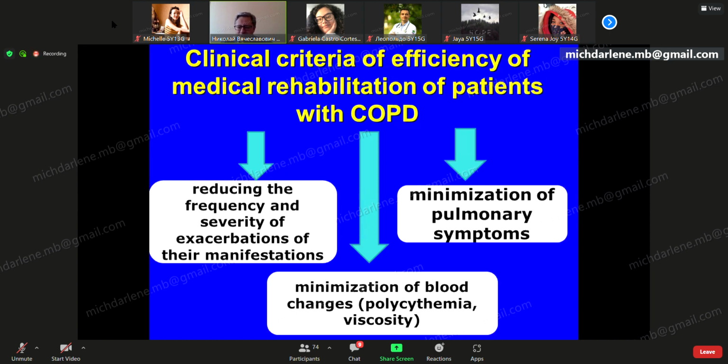As for minimization of pulmonary symptoms, it's also understandable. It's minimization of any respiratory disorders, especially cough with sputum, and dyspnea. And also minimization of blood changes, which are usually associated with COPD, such as polycythemia as compensation for hypoxia, and blood viscosity due to high concentration of erythrocytes, red blood cells.